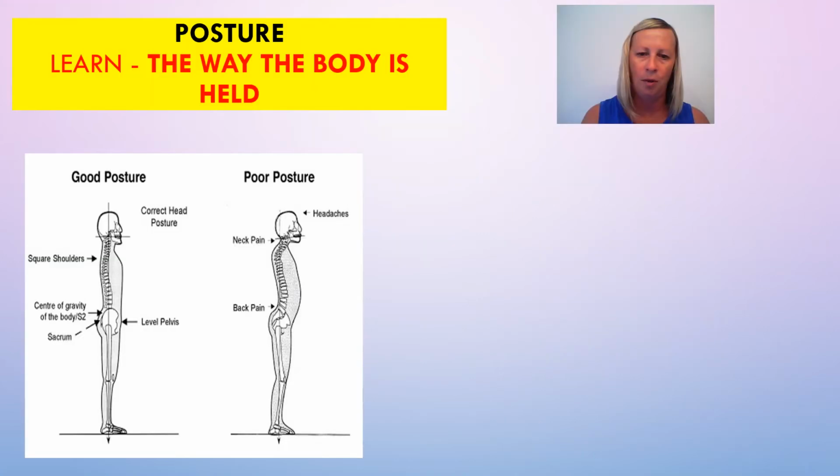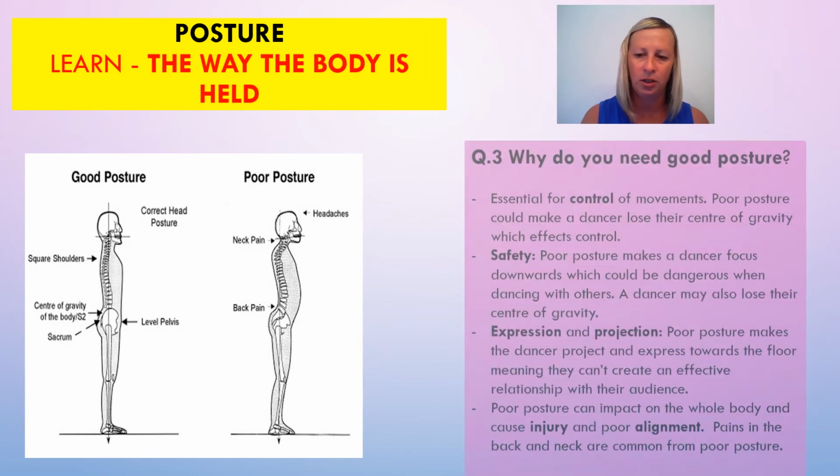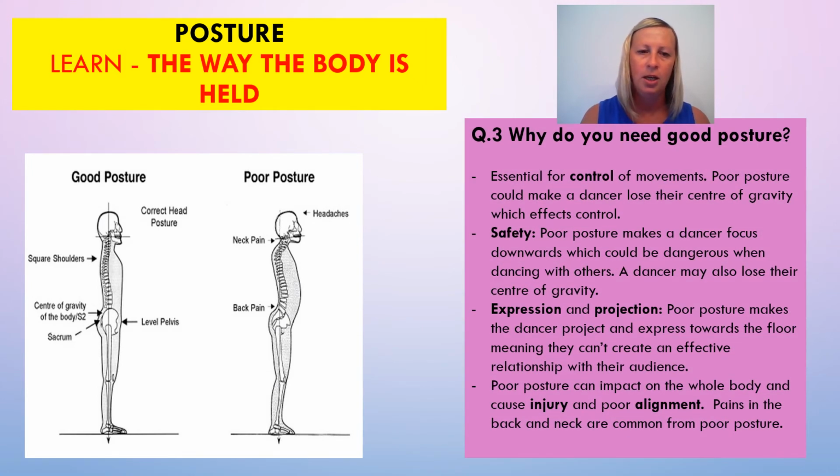So slide on. This is posture, so you need to write down posture. You need to learn, so write out the definition, which is the way the body is held. You can see from the diagram poor posture and good posture. And then in this purple box it talks about why you need it and how it helps in dance. That bit you just make notes on. I'm not expecting you to copy all of that out. Okay, so that is slide 1 on posture.